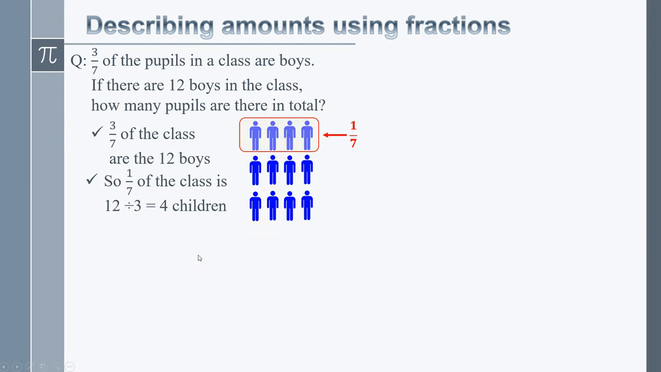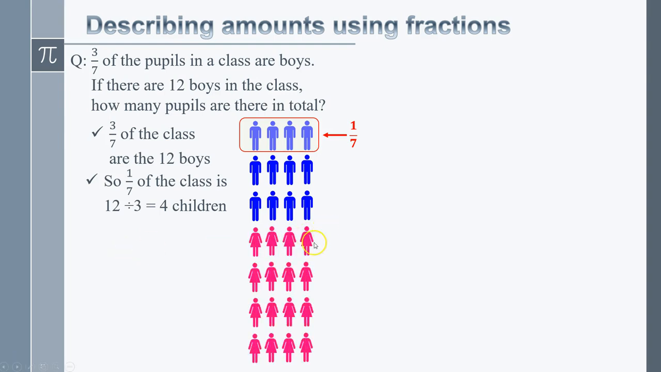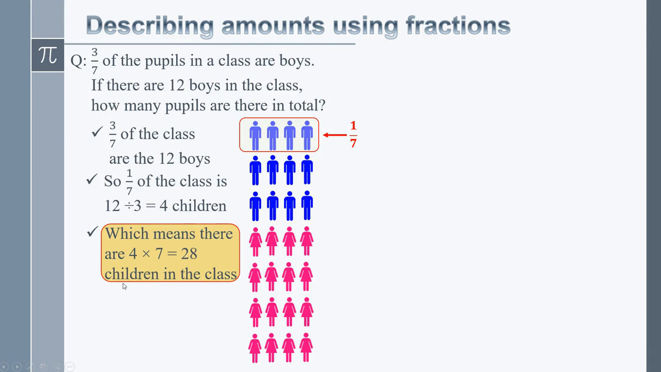That means that if I want the whole class, I've got 3/7, I'm going to need another 4/7. There we go, there's my girls. So another 7th there, a 7th there, a 7th there, and a 7th there. So in total I've got 28 children in the class, because I've got 7 7ths, and in each 7th there's 4 children. Essentially that one works just by figuring out what 1/7 is and then multiplying up from there.